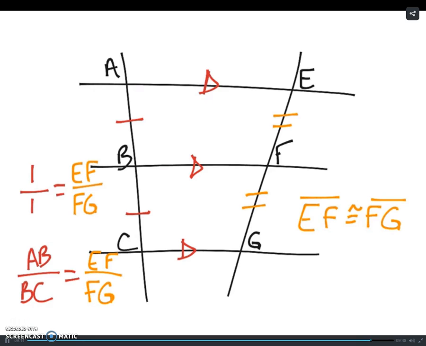So it doesn't matter what numbers or what expressions are there for EF over FG. Well, as soon as I go to do my cross multiply and divide, guess what? I'm going to be multiplying by 1. I'm going to be dividing by 1. I'm going to get exactly the same answer for both of them. So they have to be congruent. So all they've done is take our last theorem and extend it just a little bit farther.